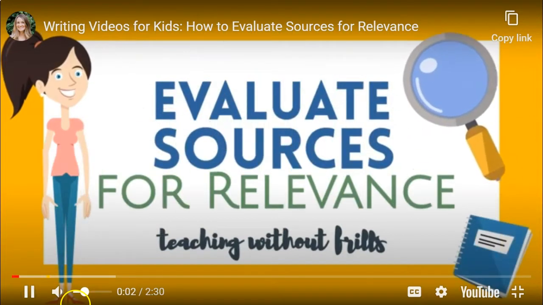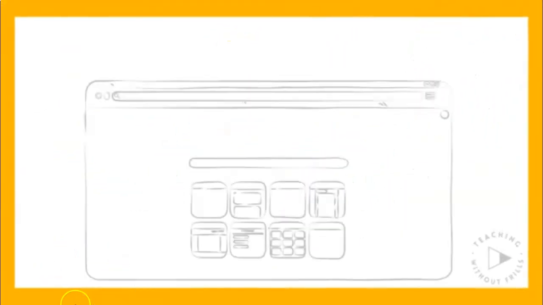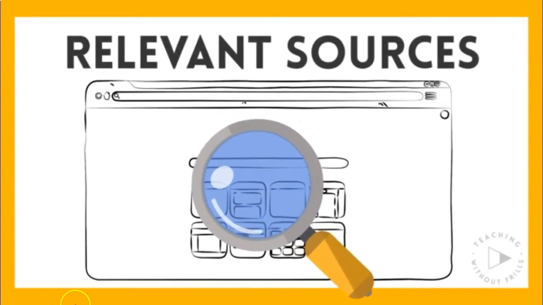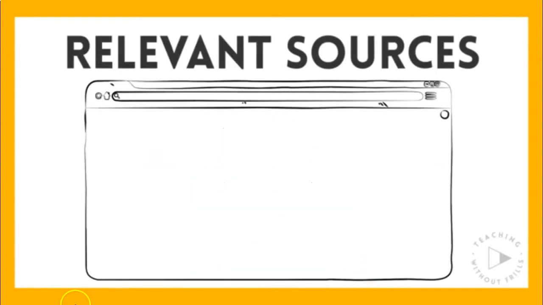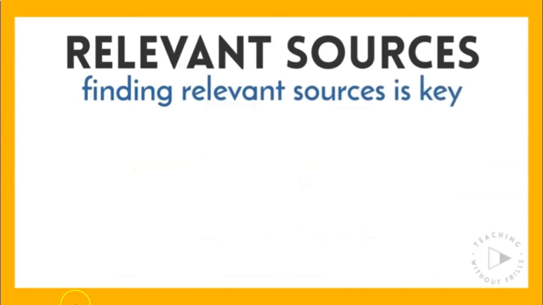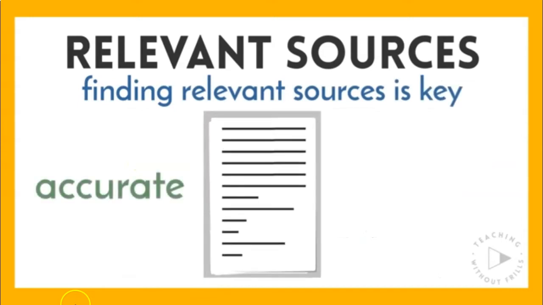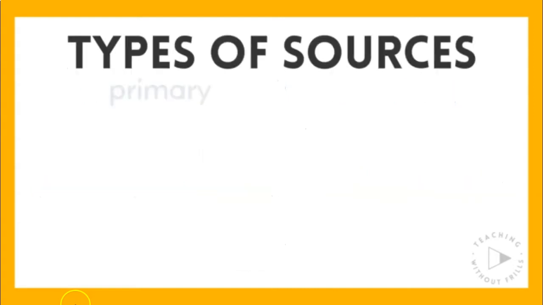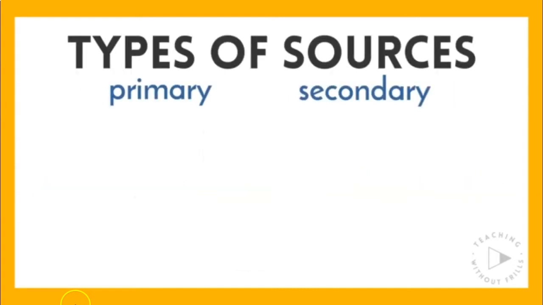Evaluate sources for relevance. When you research a topic for your writing, it's important to use relevant sources. A relevant source will have important, up-to-date information related to your topic. Finding relevant sources is key to writing a paper that will be accurate and thorough. There are two types of sources, primary and secondary.